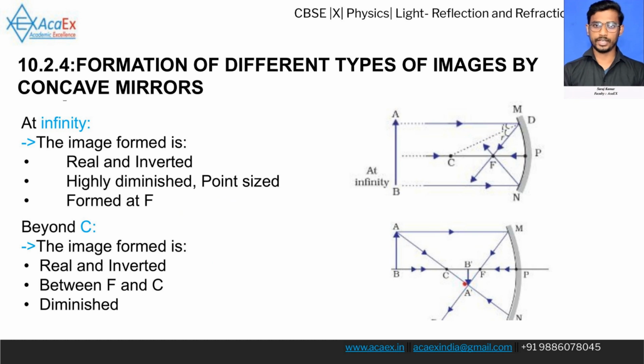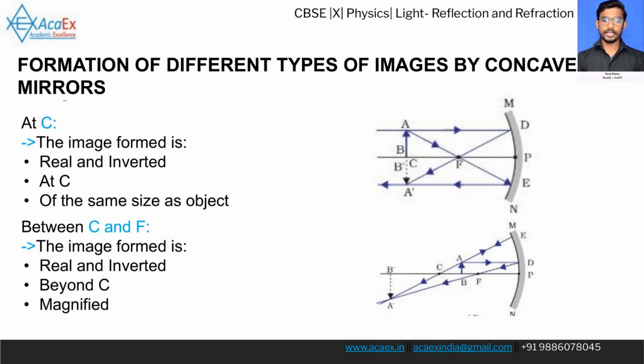Image formation by concave mirrors. Part 1. Object at infinity. The image is formed at the focus F, is highly diminished, point-sized, and is real and inverted. Object beyond C. The image is formed between the focus F and the center of curvature C, is diminished, and is real and inverted.